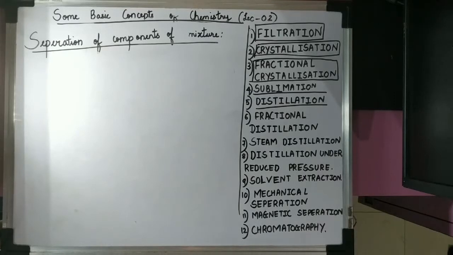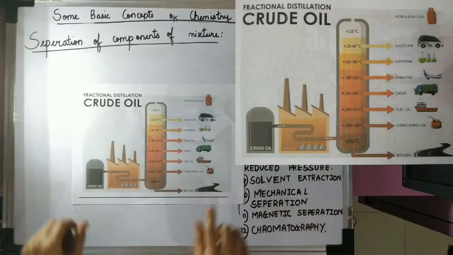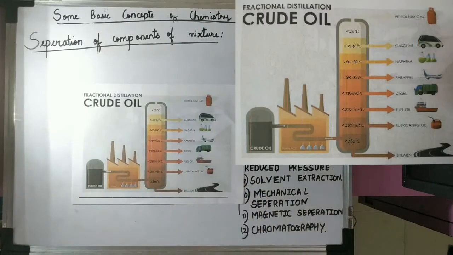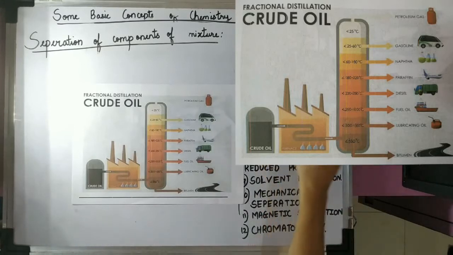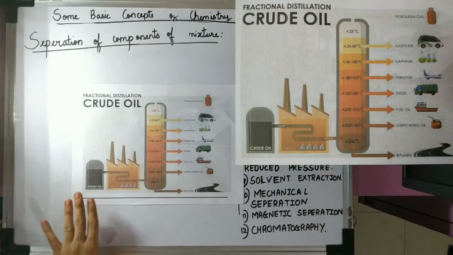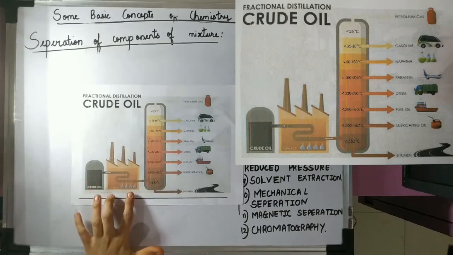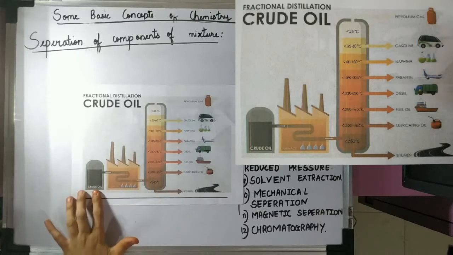I'm sorry, fractional distillation is a different concept. Now we are learning fractional distillation. So this is crude oil. Separation of components of crude oil is done in petroleum industries, and the fractional distillation technique is used. The crude oil is first heated such that we get vapors of all the substances present in crude oil. What is crude oil actually?